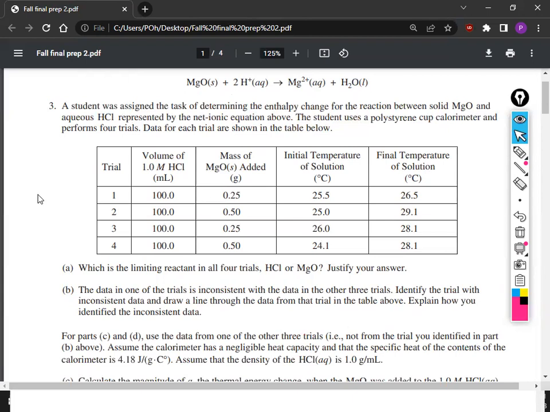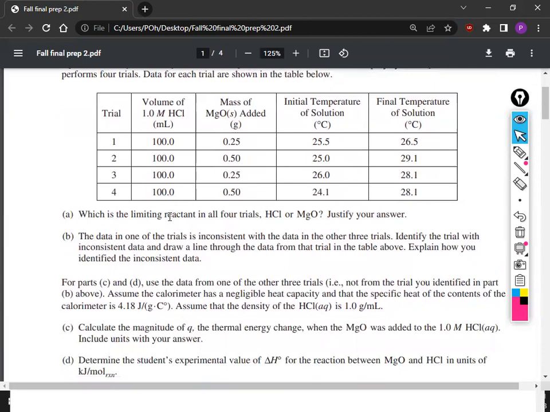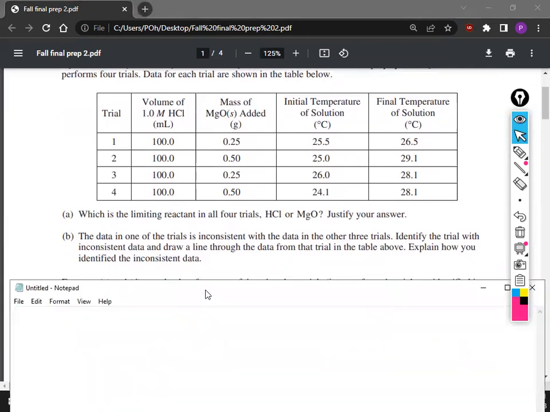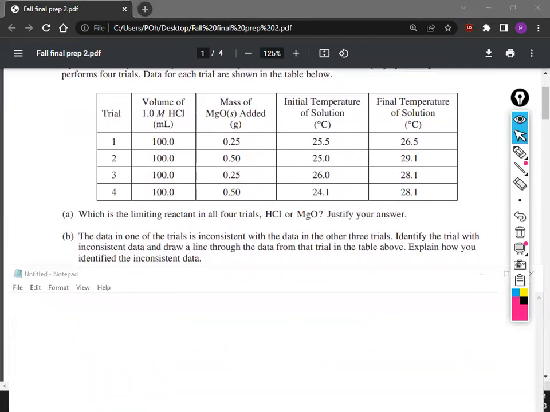I'll give you a hint though. Look at the temperature change. You're going to need to look at the temperature change. I'll give you about a minute or two. You can talk about it with the person next to you and see if you can justify your answer. Figure out which one of these 4 trials is inconsistent with the other ones. Take about 2 minutes to do that.